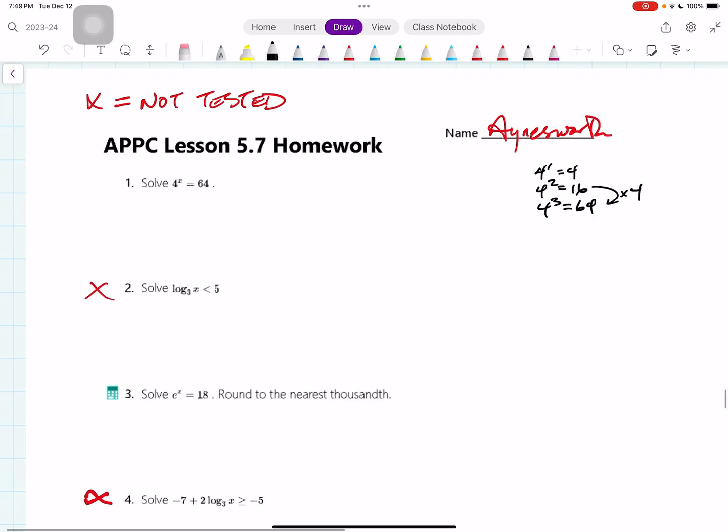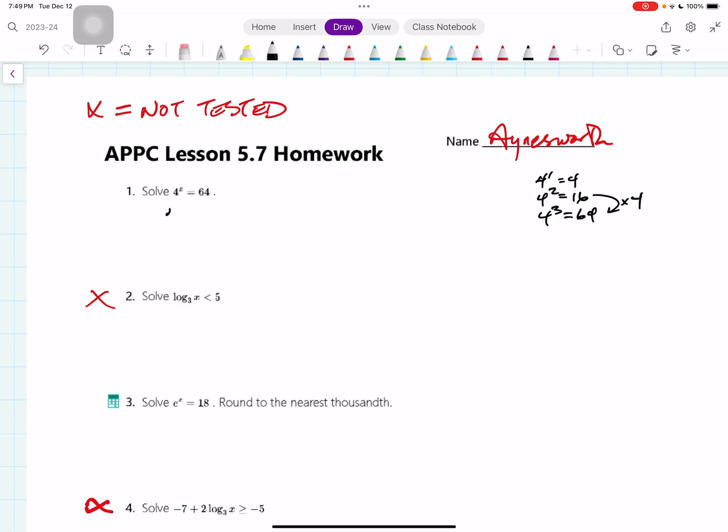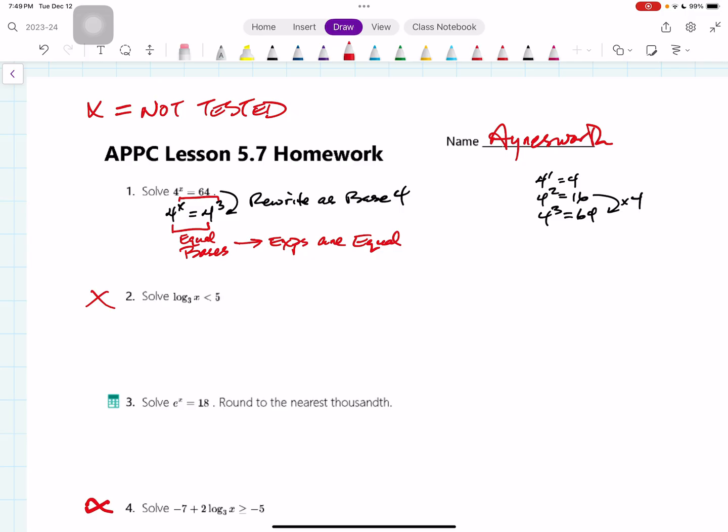So I'm going to rewrite 64 as base 4. So I got 4 to the some power is equal to 4 cubed. All I did was re-express 64 as base 4. Now we have a property called the one-to-one property, and it states that if you have two exponential expressions where you have equal bases, and we have equal bases right here, guess what? The exponents have to be equal. Kind of goes with the common sense here.